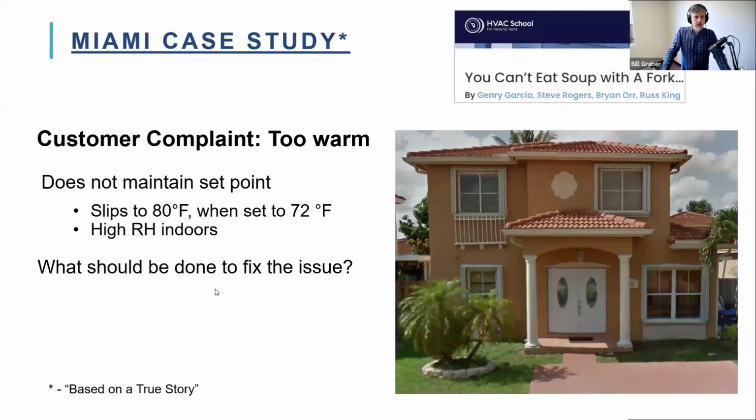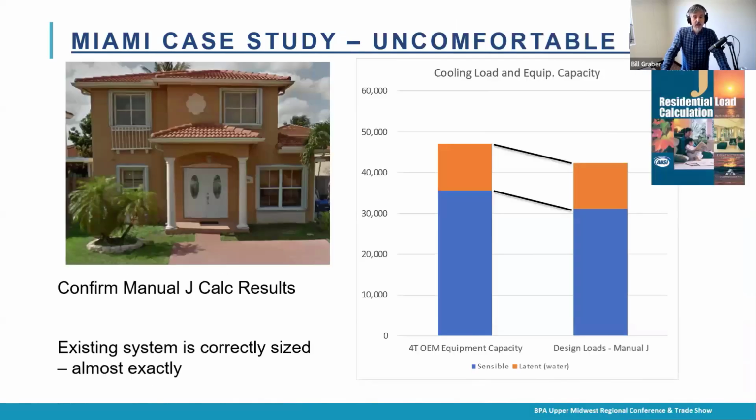And it was a home comfort issue here where the house was not maintaining its set point. It's set to 72, but it's slipping to 80 degrees, and it has high relative humidity. What's going on here? Why are we not able to fix it? And we're going to find out the issue is you got duct leakage to outside.